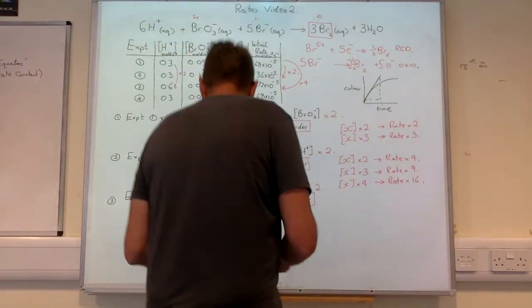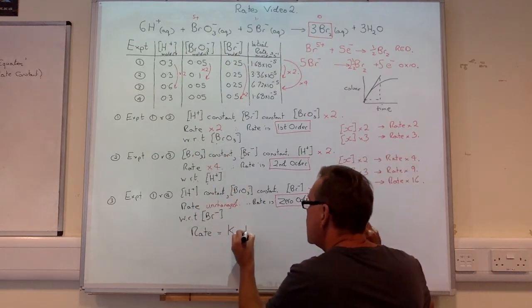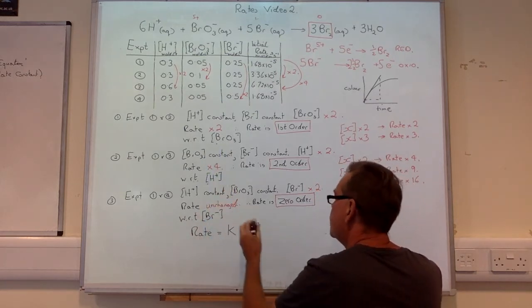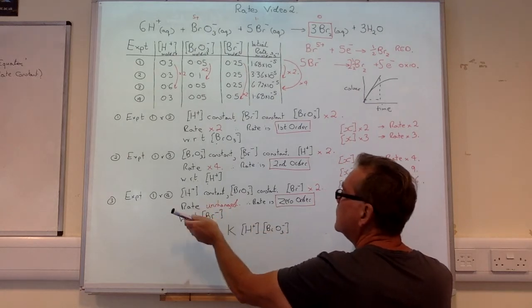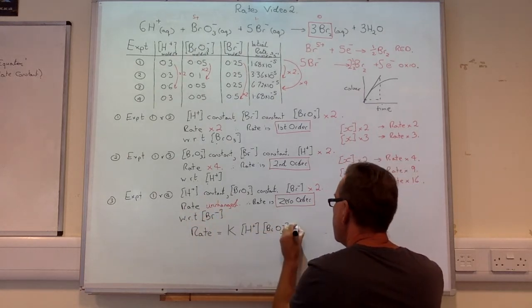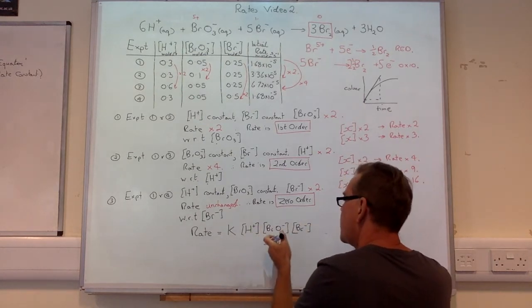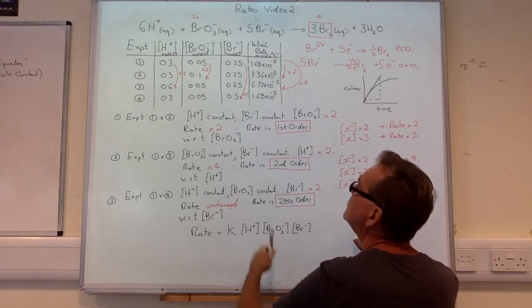Rate equals. So you put your reactants involved in this. H plus concentration of, bromate concentration of, bromide concentration of. Potentially, the rate is affected by each of those reactants. Okay? Then you put your orders in.